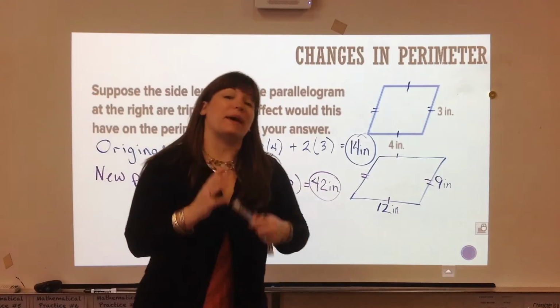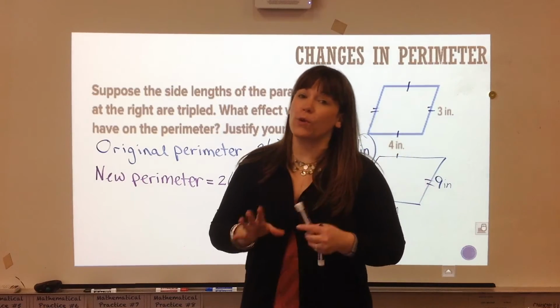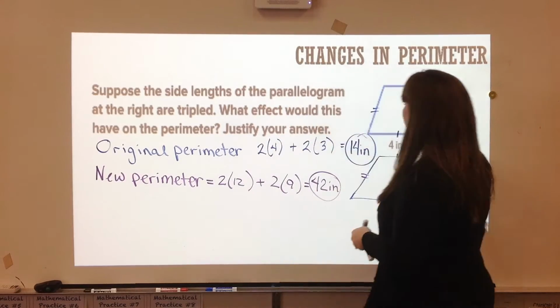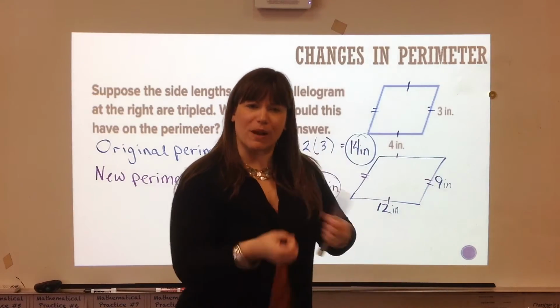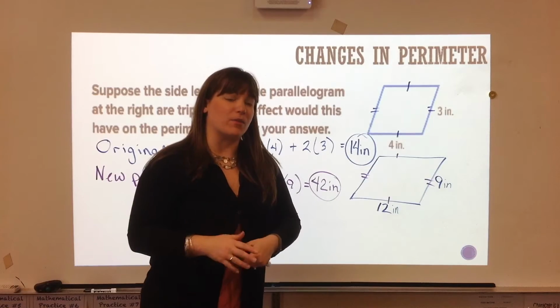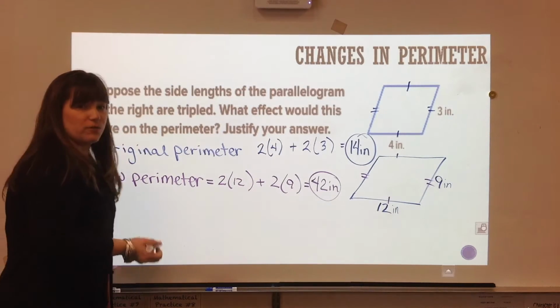Now we get to compare the 2 numbers. Because we have all of the side lengths, we can compare. Sometimes we won't be given all the side lengths, we'll just be given one corresponding side, and we'll have to just talk about the perimeter. But in this case, we can compare 42 and 14.